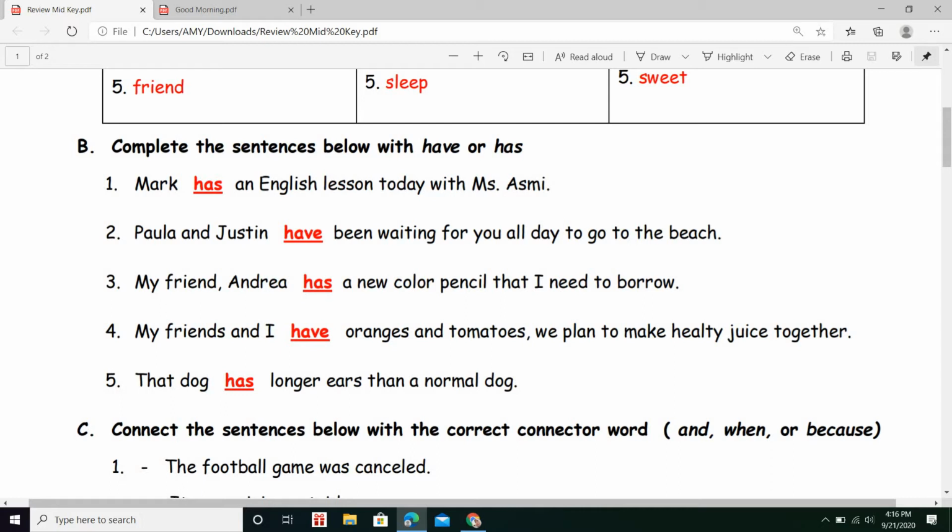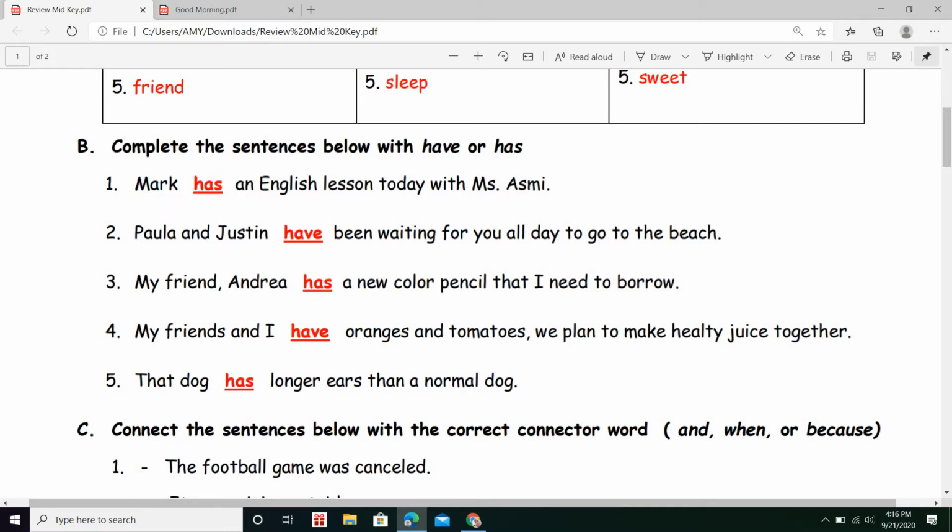Okay, let's take a look at number 1, part B. Here, the subject is Mark. As we know that Mark is one boy, so it is the same as he. So, we use has.